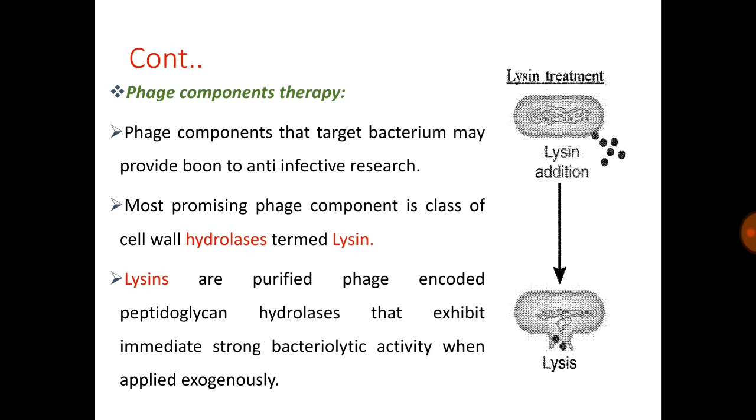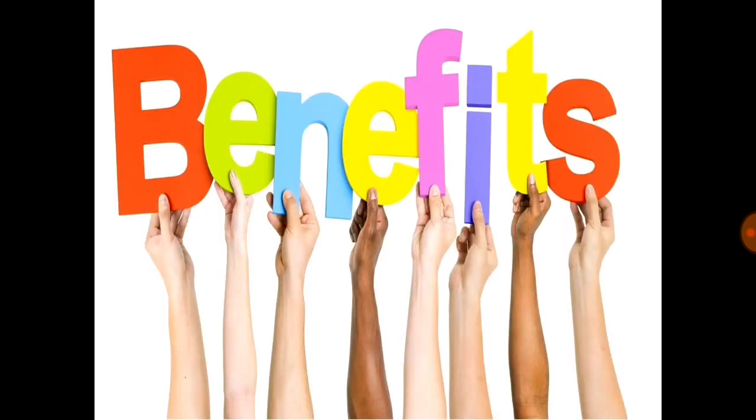The most promising phage components are a class of cell wall hydrolases termed lysins. Lysins are purified phage-encoded peptidoglycan hydrolases that exhibit immediate, strong, bacteriolytic activity when applied exogenously. In the figure, this is the bacteria. The small particles are the lysins. We will add the lysins to the bacteria. The bacteria finally will lyse and die.